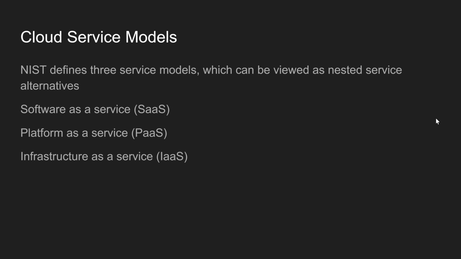Cloud service models. NIST defines three service models which can be viewed as nested service alternatives: software as a service, or SaaS; platform as a service, or PaaS; and infrastructure as a service, or IaaS.